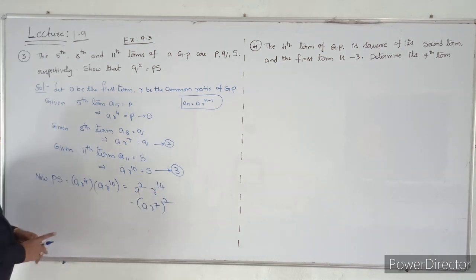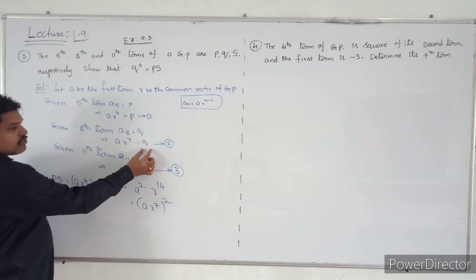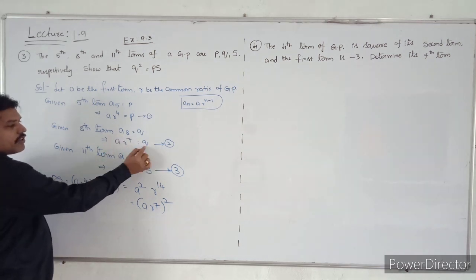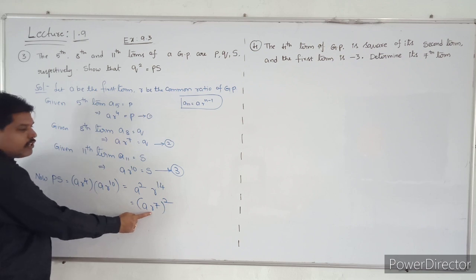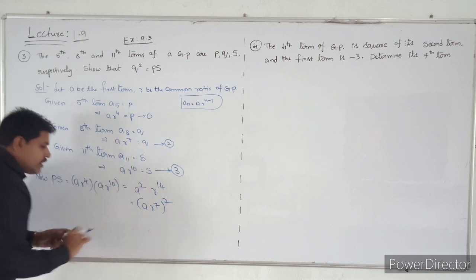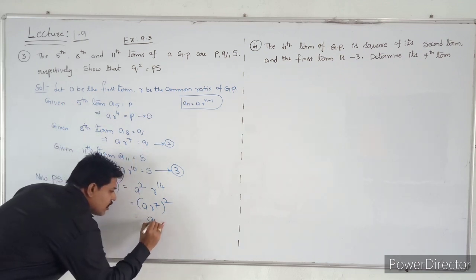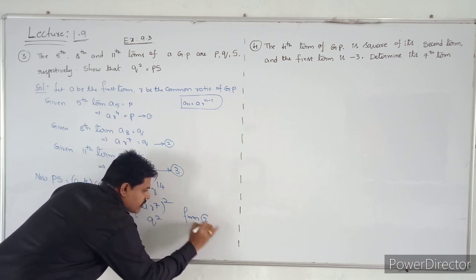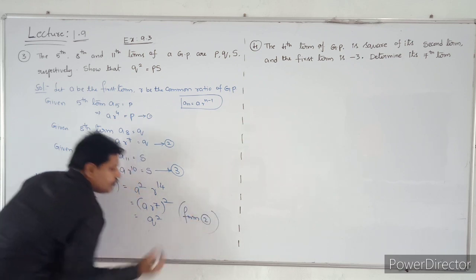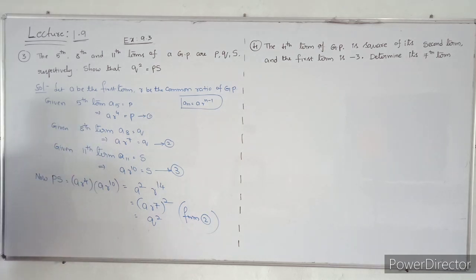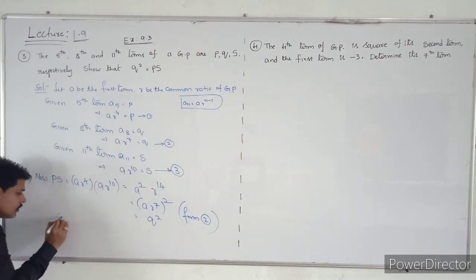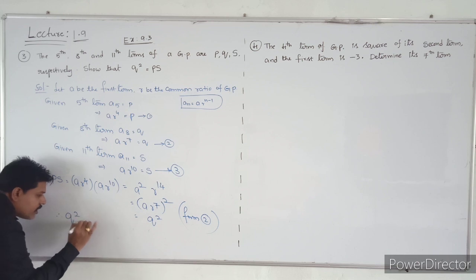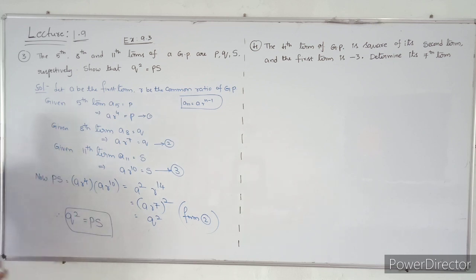Why have I written this from equation 2? See equation 2: A into R power 7 is Q. So in place of this value you can replace Q, and this becomes Q square from equation number 2. Therefore, Q square is equal to PS.